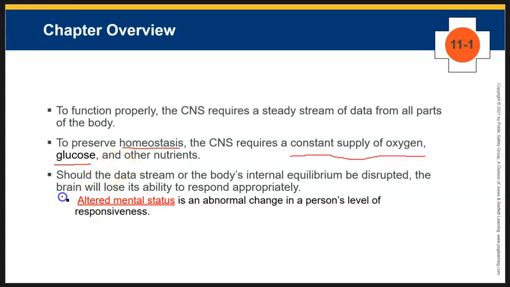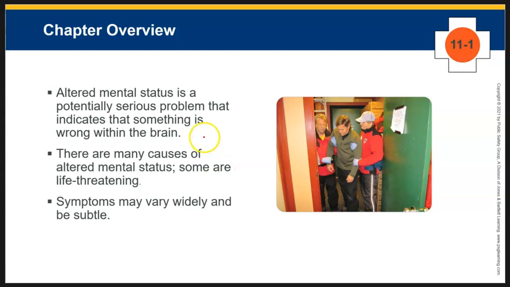If we get a change in the patient's level of responsiveness, it can be because that homeostasis has been disrupted. Altered mental status is a really serious problem. It indicates something is wrong within the brain, and all of these causes should be considered. We have a mnemonic device to help us understand that and distinguish between very widely varying and very subtle symptoms that may occur.